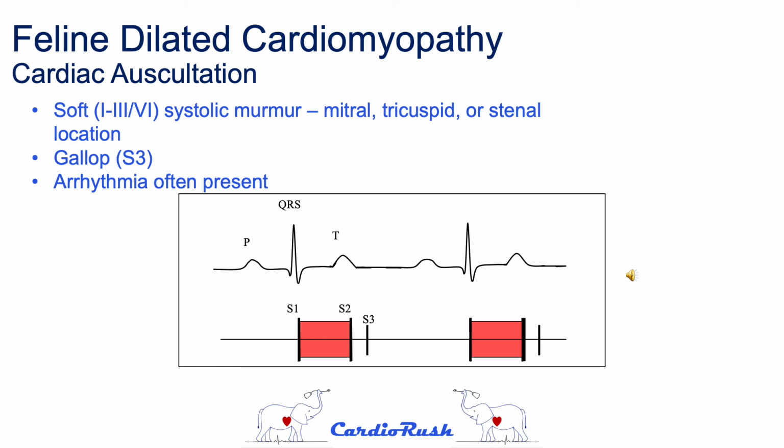They may have a soft cardiac murmur on auscultation as a result of mitral or tricuspid regurgitation. Murmurs in cats are usually heard best right at the parasternal location on one side of the sternum or the other. An S3 gallop may be present, and arrhythmias are not unusual in cats with dilated cardiomyopathy.